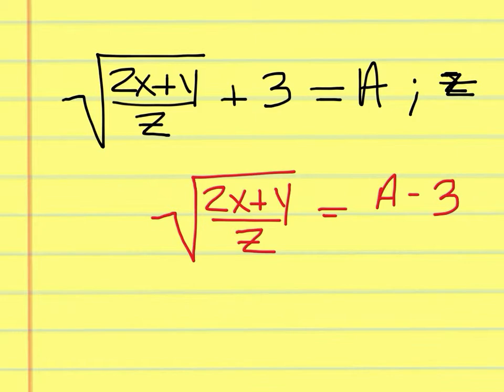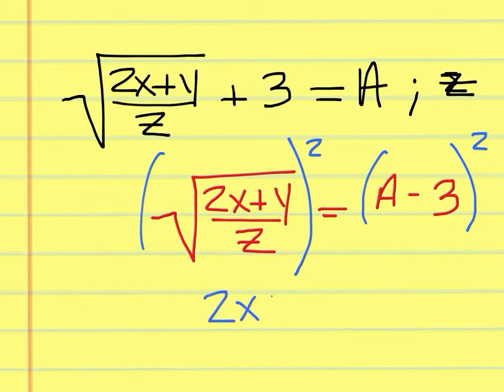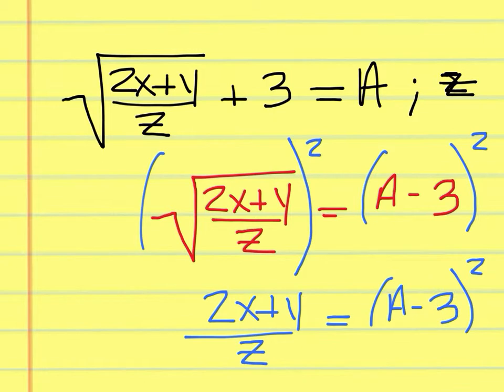Now we can't do anything underneath of the square root sign until we actually get rid of the square root sign. So we're going to have to do this. To get rid of a square root sign, you have to square both sides. When you do that, you're left with 2x plus y over z, and then the quantity squared of a minus 3.